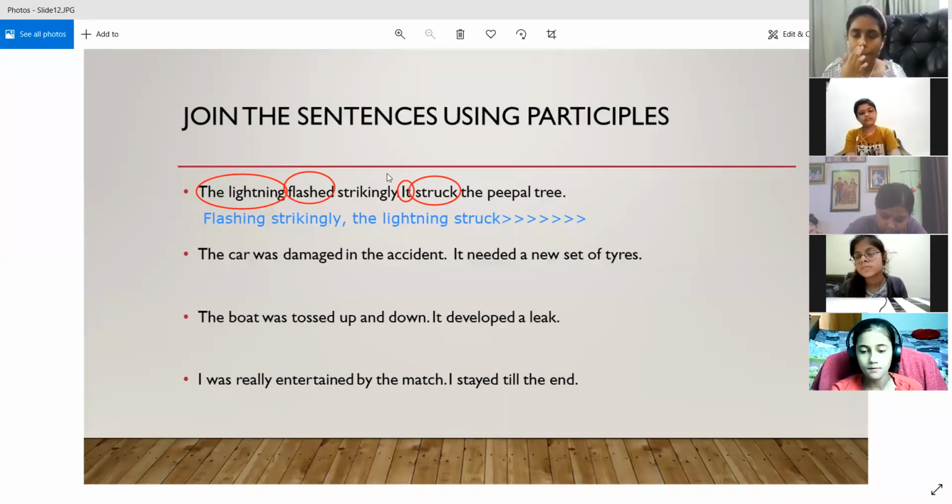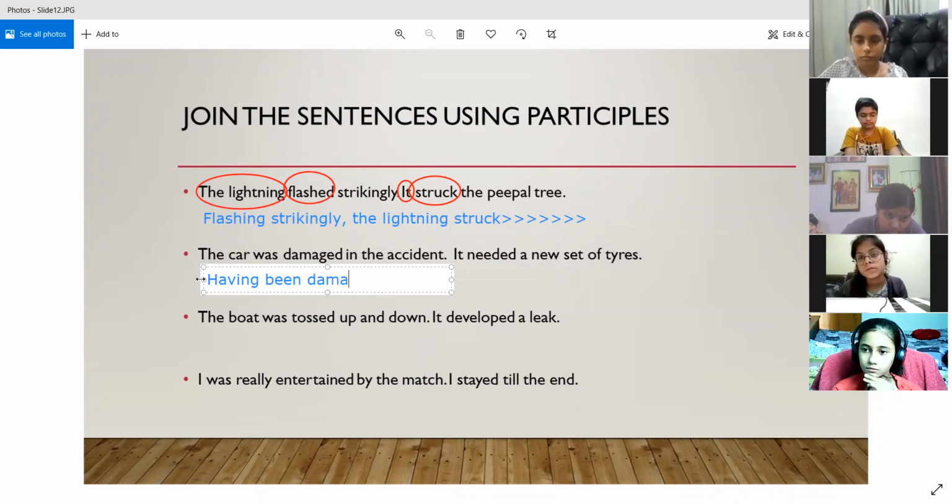Yes, Vaishnavi. Sir, it will be: having been damaged in the accident, comma, the car needed a new set of tires. Yes. So now over here, the verb is being modified. If you remember one of the uses of participles, I told you that it modifies verbs, right? So now it is being used in the case of a verb, having been damaged in the accident.